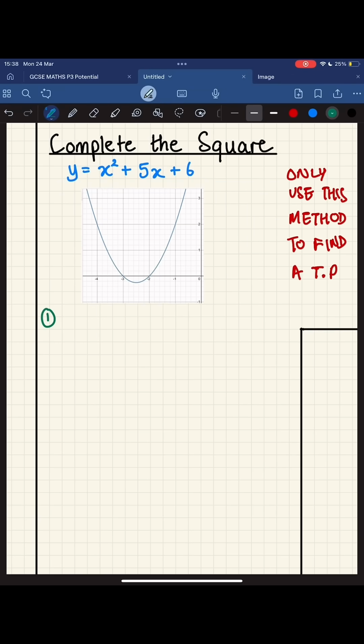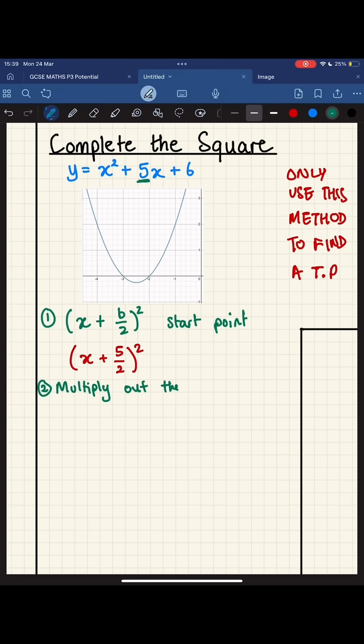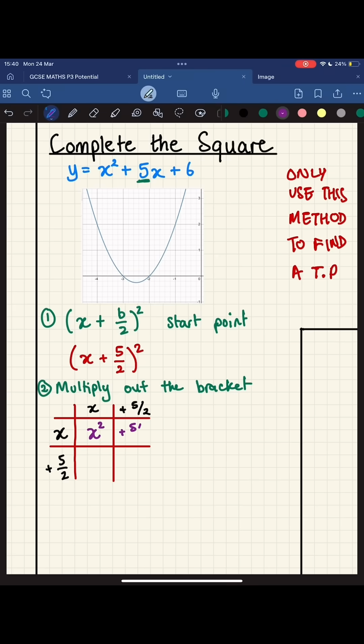Before we start completing a square, we need a square, and that's going to be x plus half the b term all squared. In this case, the b term is 5, so x plus 5/2 all squared is our start point. Step 2 is multiplying out this bracket. We can do this using the grid method. Pause and try if you like, but from this we should get x squared plus 5x plus 25/4.